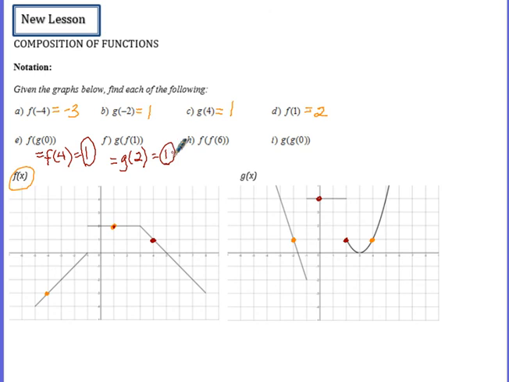Start on the inside. That's the key. F of 6. No problem. We can do this. What is f of 6? We go to 6. We go down to the graph. It lives at -1. So you now are asking me f of -1. Let's go back to f. Go find -1. -1 lives here. It doesn't go up or down, so f of -1 is 0.